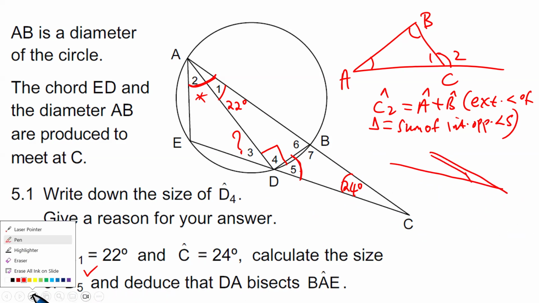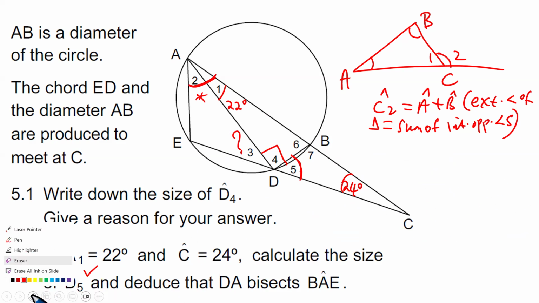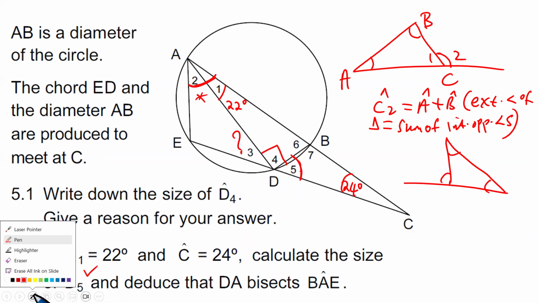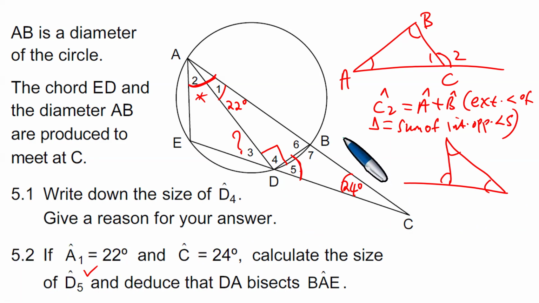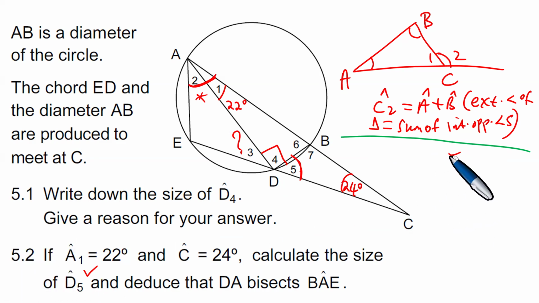Okay, trying to draw that shape there. As I'm drawing that shape, we have the following. We have this with that, and this angle must be the sum of these two. So we are able to say that angle D3 is equal to the sum of those interior opposite angles.